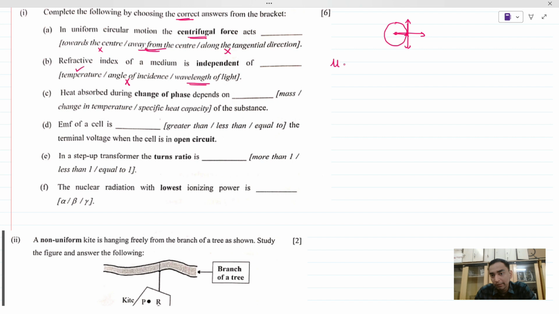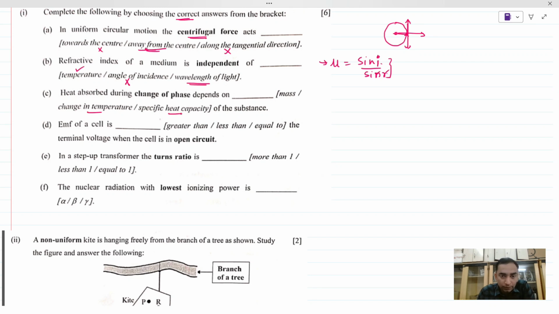Some students may say, sir, mu is sin i upon sin r. Now, if I change i, definitely mu will change. No. If you change i, r will simultaneously change in such a way that the ratio remains mu as constant, right?